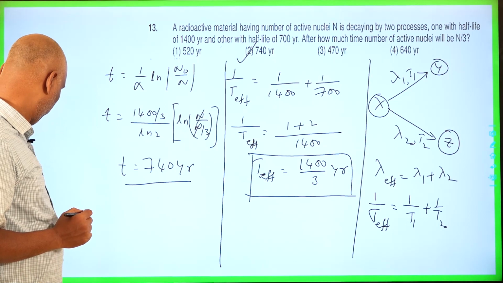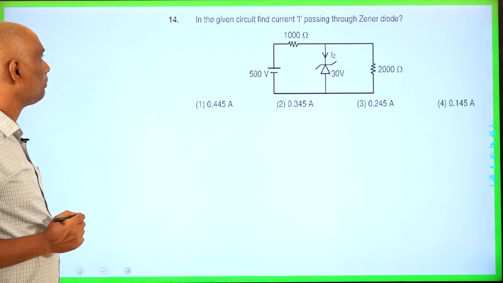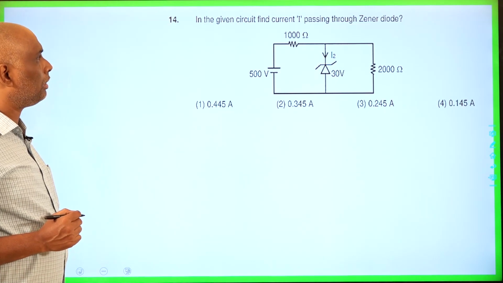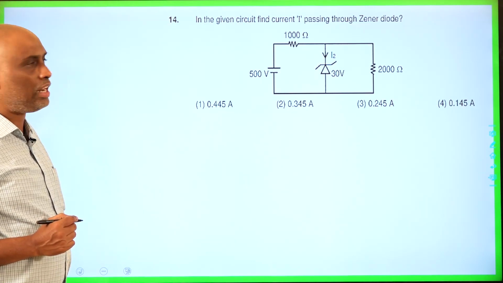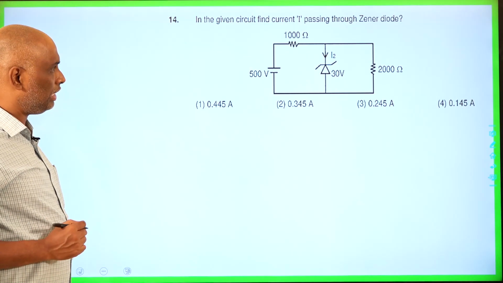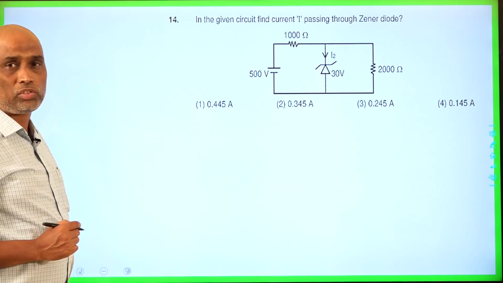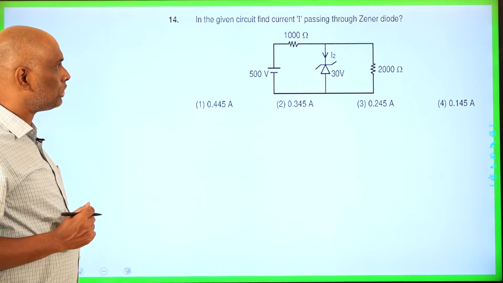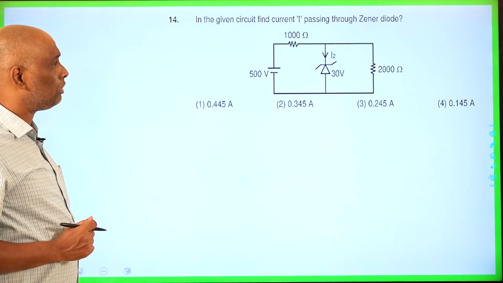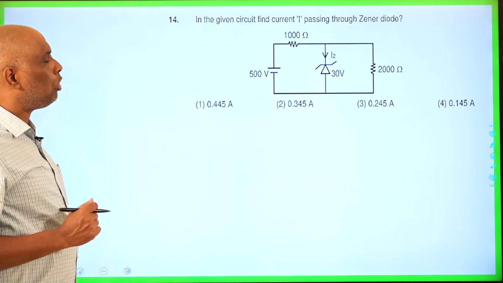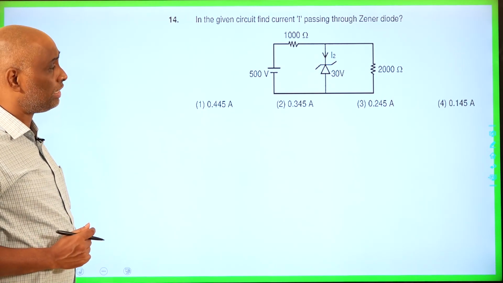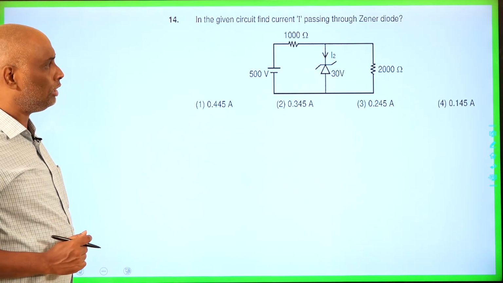Question number 14. In the given circuit, find current I passing through the Zener diode. Here a circuit consisting of a Zener diode is given, which is connected to a 500 volt source through a resistance of 1000 ohm, and then the load resistance that is connected in parallel to this Zener diode, which is connected in reverse bias, is nothing but the 2000 ohm.